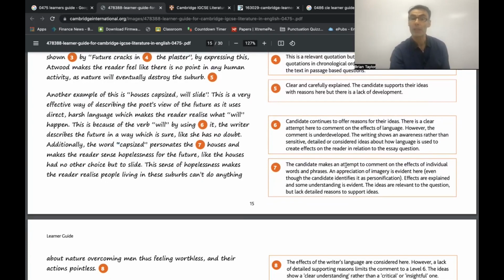The candidate makes an attempt to comment on the effects of individual words and phrases. An appreciation of imagery is evident, even though they name it as personification. Effects are explored and some understanding is evident. The ideas are relevant to the question, but lack detailed reasons to support this answer.